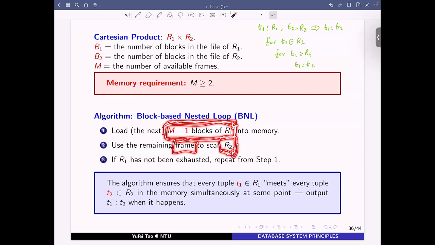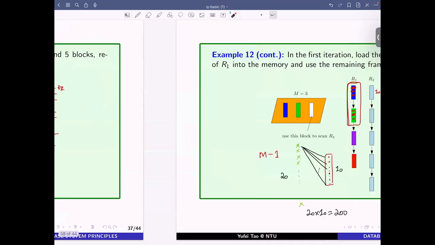As long as something is in the main memory, we do not have to worry too much about it, right? So as long as you have two tuples meeting each other in the memory, seize the opportunity to create the handshake. Okay. So after you are done with one iteration, you want to perform the next iteration by loading the next n-1 blocks from R1. And then you want to repeat this until all the blocks of R1 have been brought into the main memory. Okay. So that's the idea.